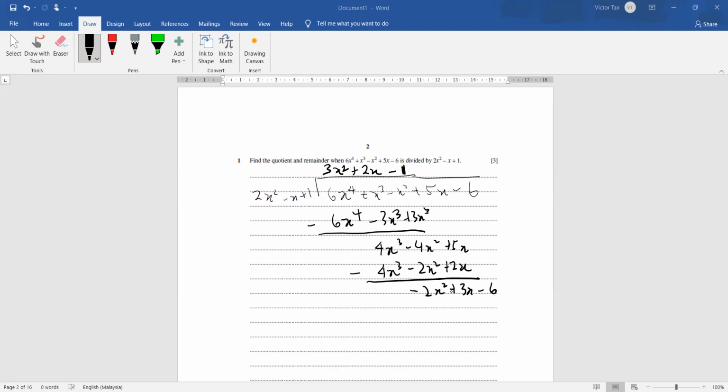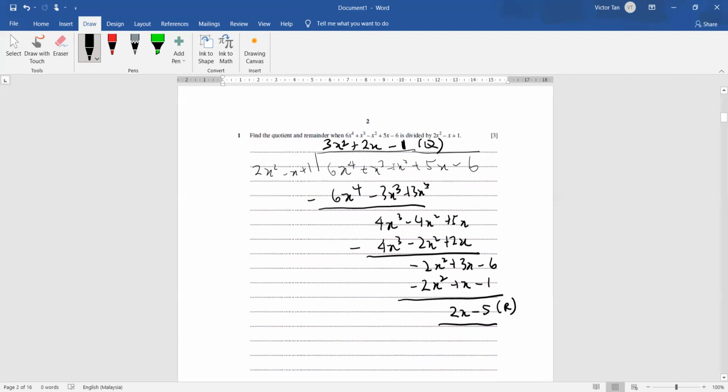Okay. So minus 2x squared, minus x times minus 1 is plus x. 1 times minus 1 is minus 1. 3x minus x is 2x. Minus 6 minus 1 is minus 5. So this is your remainder, and this is my quotient.